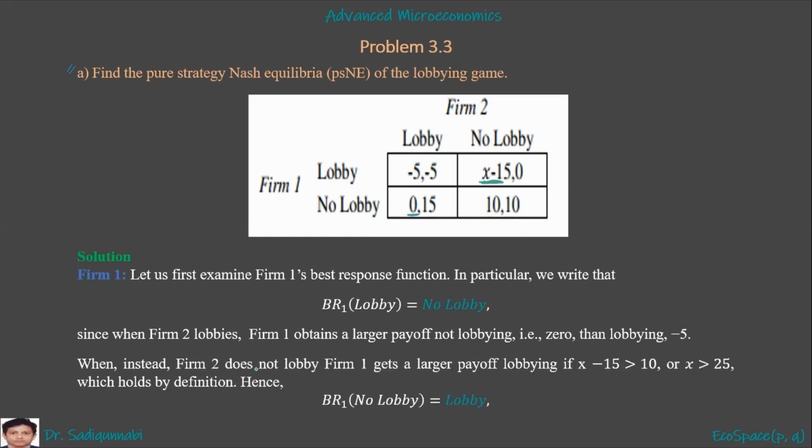So when farm 2 does not lobby, so when farm 2 has this strategy, farm 1 prefers lobby because x minus 15 is greater than 10. X minus 15 is greater than 10, or x is greater than 25. So when x is greater than 25, that means x minus 15 is greater than 10. That's why we underline this one. So against the strategy of farm 2 no lobby, farm 1 chooses lobby. That means this one, we underline this.